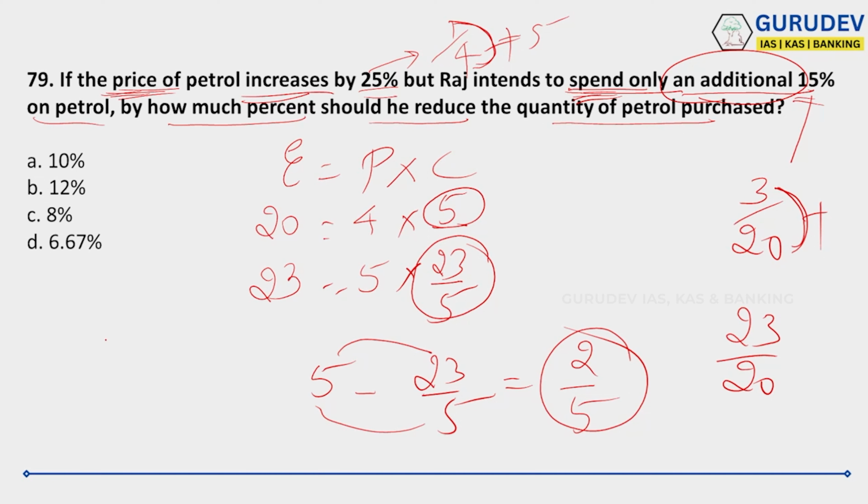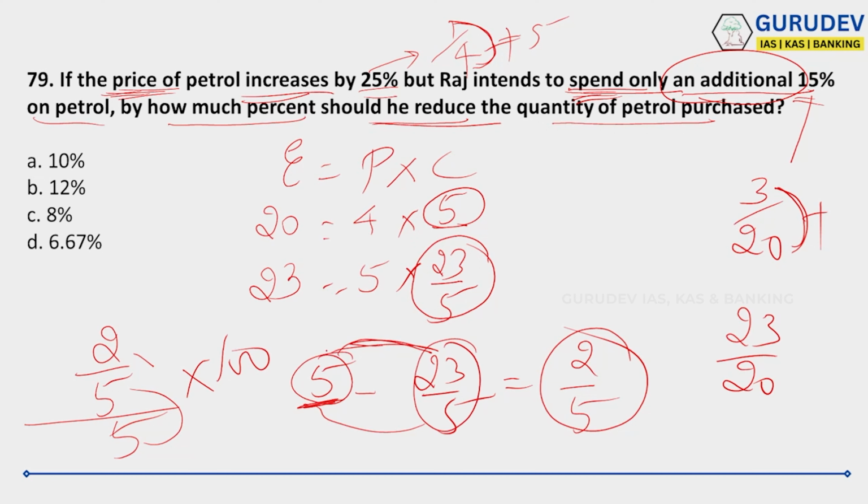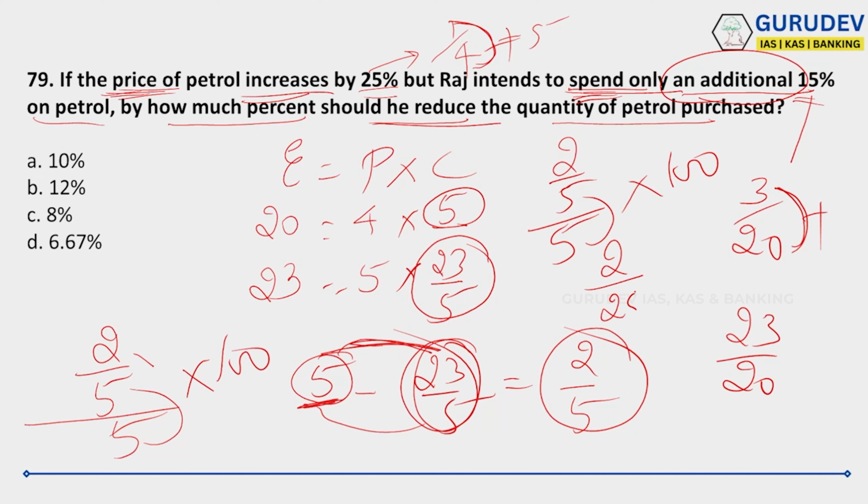So 2 by 5 he has reduced. The original number was 5. So if I multiply this by 100, I'll get how much he has reduced. Obviously this number is less than 5, which means he has reduced. How much has he reduced? Let us see. So 2 by 5 divided by 5 into 100. The 5 and 5 get multiplied, so 2 by 25 into 100. 25 once, 25 four times. 2 into 4 is how much, my dear student? 8%. So 8% he has reduced.